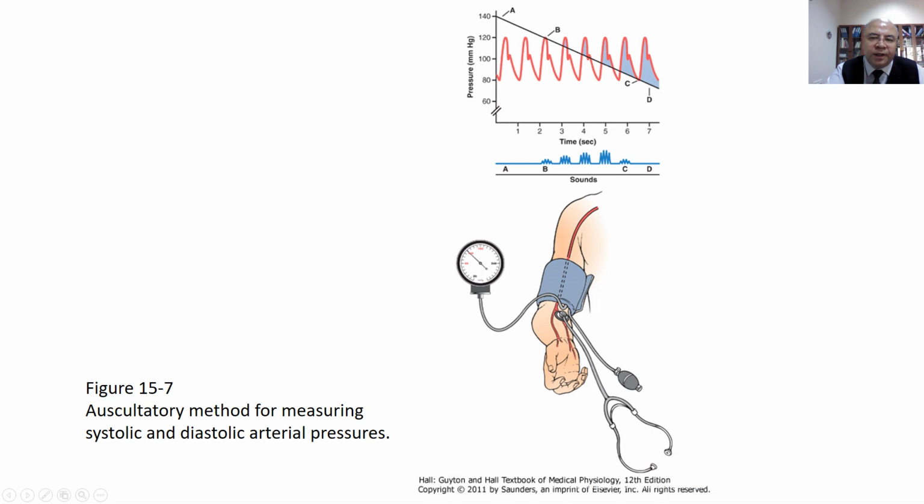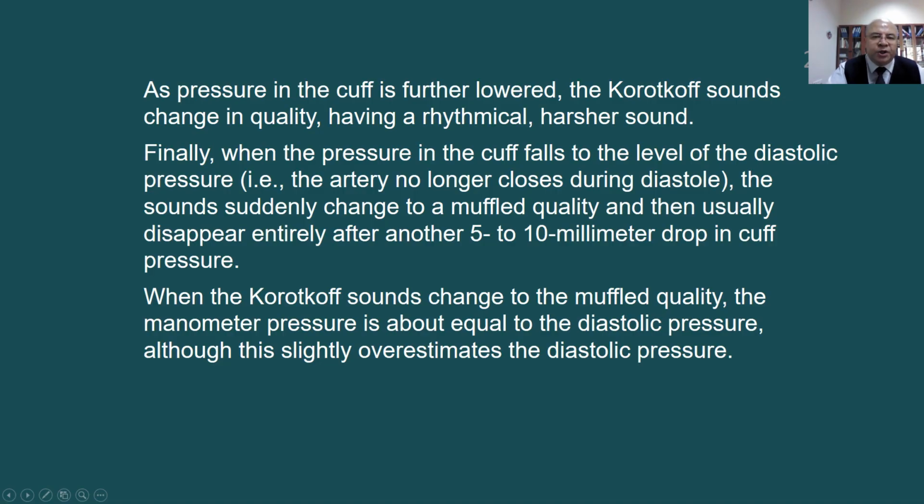We continue to hear the sounds when we decrease the pressure inside the cuff, and then this sound will be lost when the pressure becomes lower than the diastolic pressure. Okay, so this point where the sound is no longer heard shows us the diastolic blood pressure. As pressure in the cuff is further lowered, the Korotkov sounds change in quality, having a rhythmical, harsher sound.